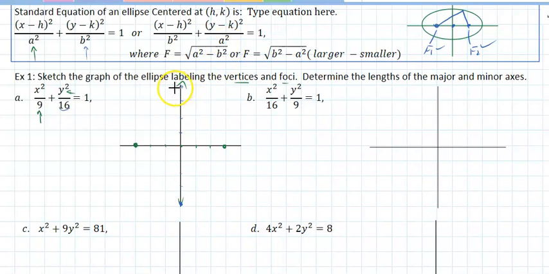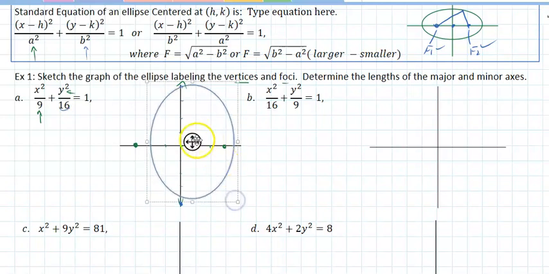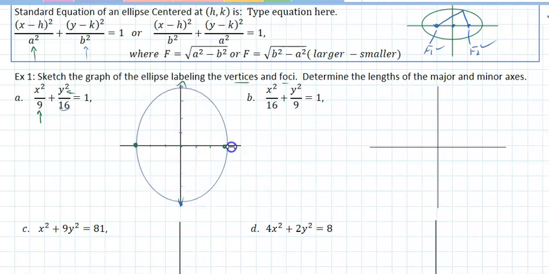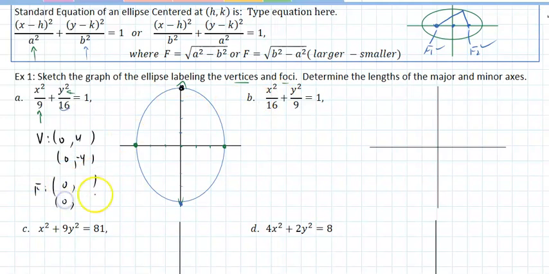Something like this. Of course, it doesn't have to be perfect. There it is. That's the graph of an ellipse. The vertices are fairly simple to see once you get the graph. The vertices would be the stretched side. So what is that point? 0, 4, and 0, negative 4. And the foci would be always on the stretched side. That's called the major and minor axis.